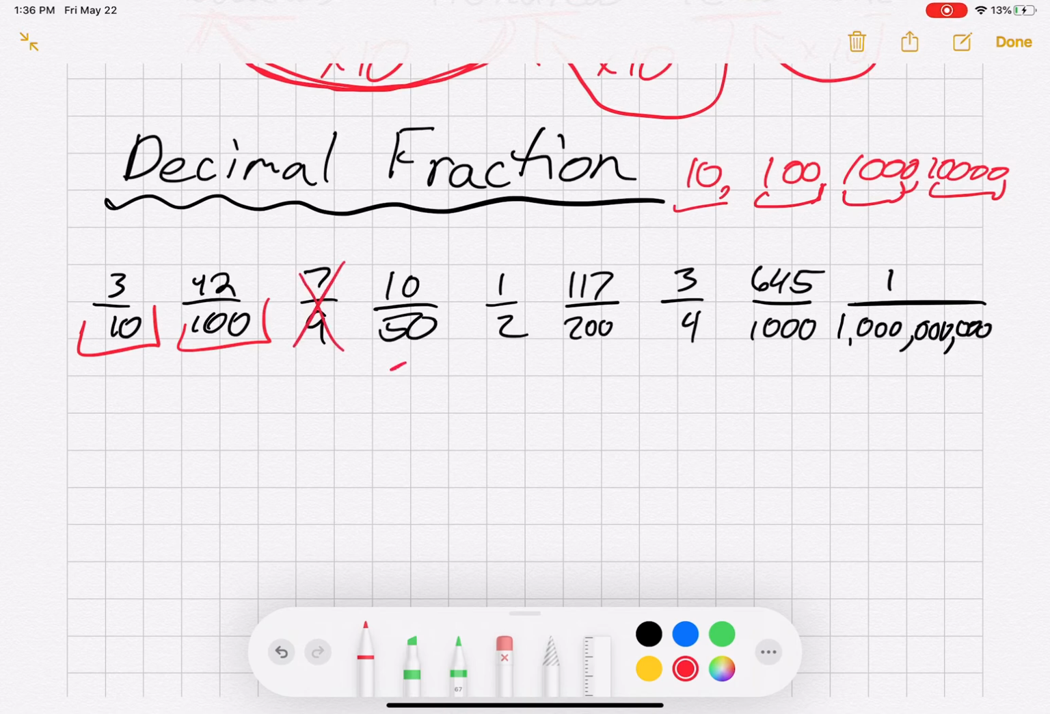7/9 is very obviously not. I'm going to skip this one for a second. Half is not. And I skip this one too. 3/4 is not. 1,000 is, same as 1 trillion.